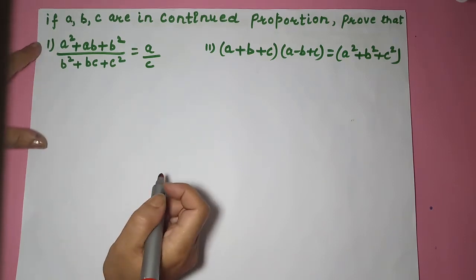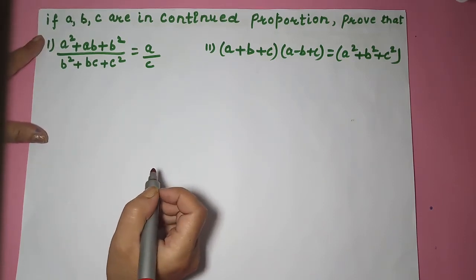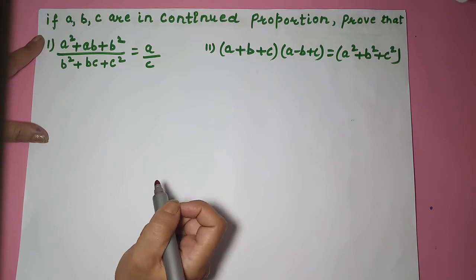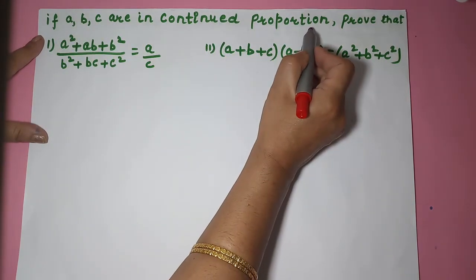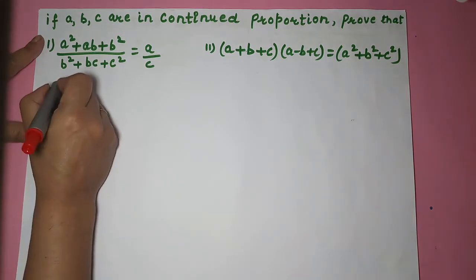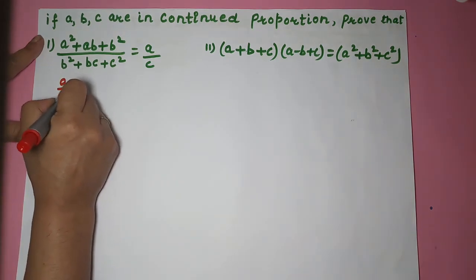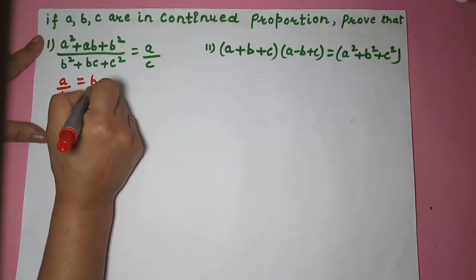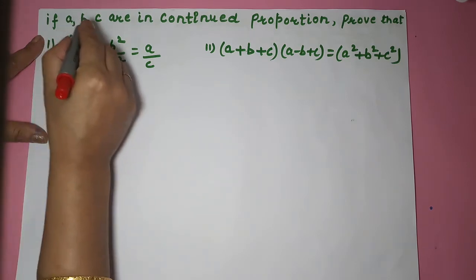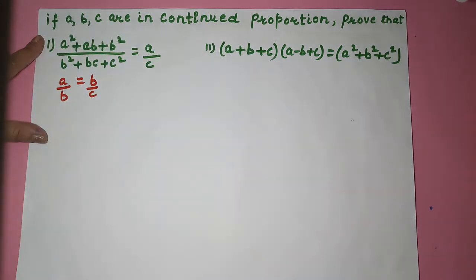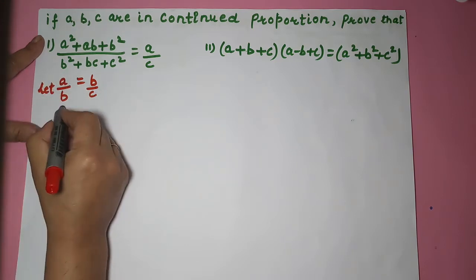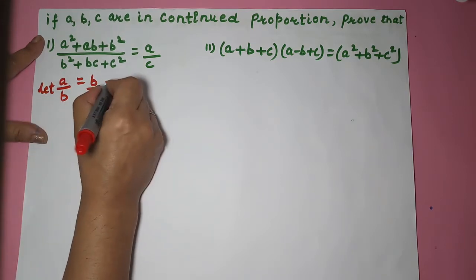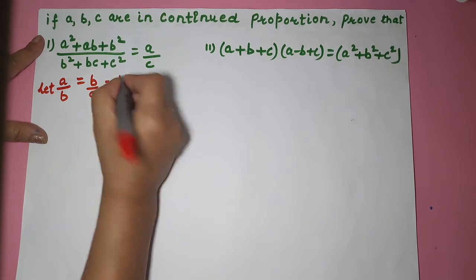In this video, we are going to discuss the K method, but this time we will have A, B, C in continued proportion, right? Now, what does that mean? It means that A by B is equal to B by C, since A, B and C are in continued proportion. So, again, the first step is important. Let A by B is equal to B by C is equal to K.